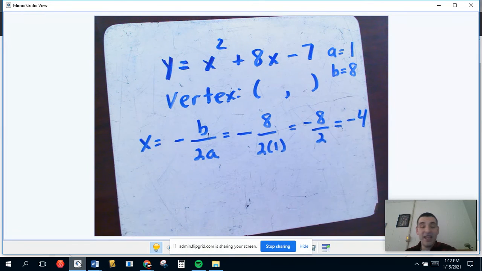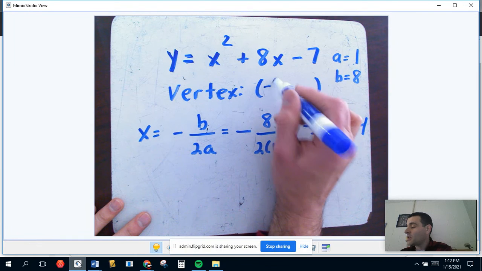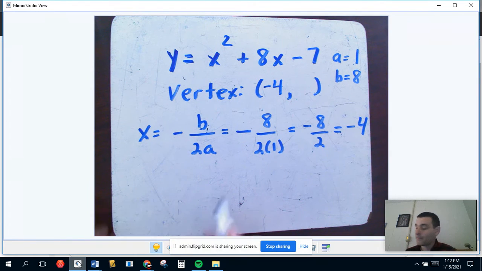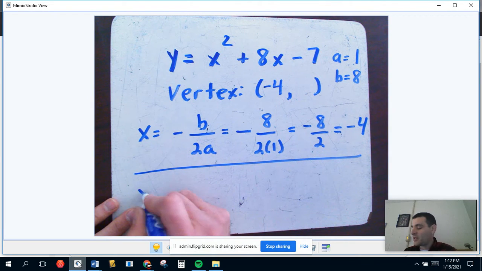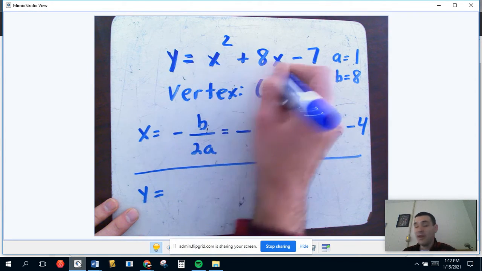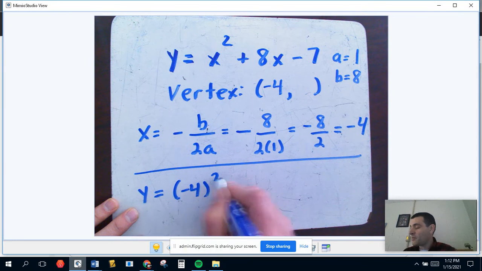You'll find that to be negative 4. Pretty simple math. So negative 4 goes here. To find the y coordinate, you simply put negative 4 back here and here and evaluate. With negatives, put parentheses.